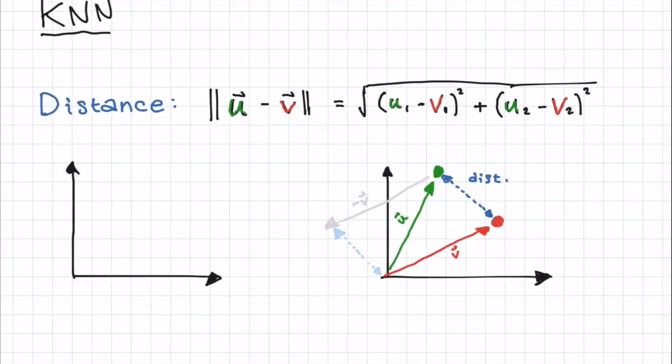Now let's talk about the distance metric. Consider these 2 points in R2. Here's point V and point U. The distance between these 2 points is really the distance between these 2 vectors, which we can find by computing the norm of their difference. Suppose we had a whole collection of vectors stored in matrices U and V.